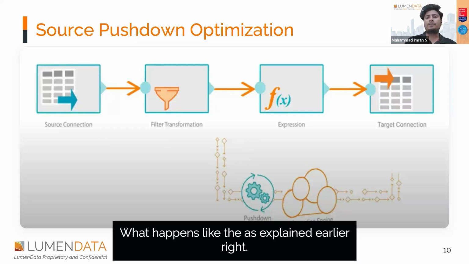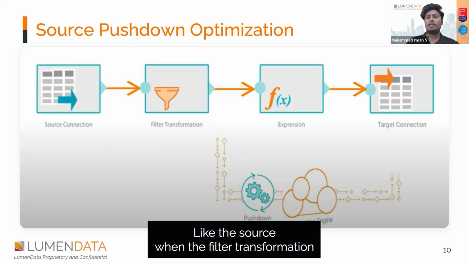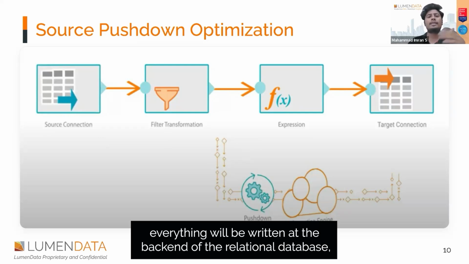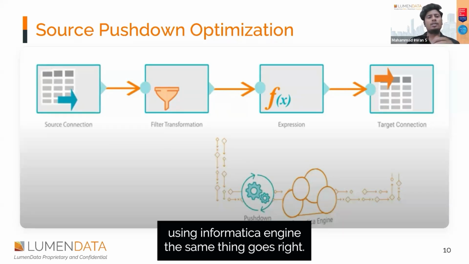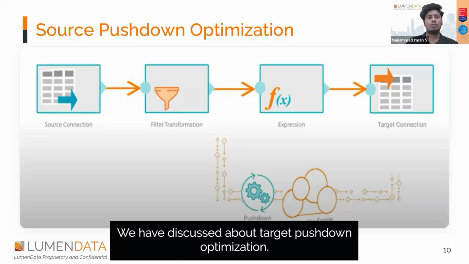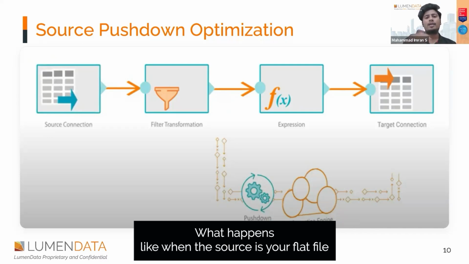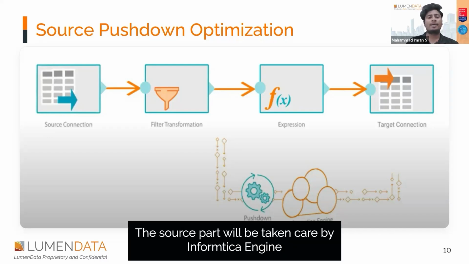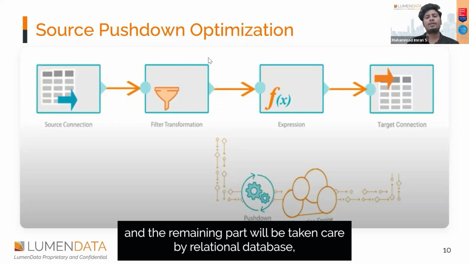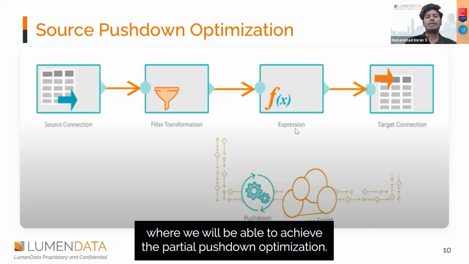As explained earlier, the filter transformation and expression transformation, everything will be written at the backend of the relational database, it will have everything queried, and it will push the data to the target using the Informatica engine. The same thing goes for target pushdown optimization, which we have discussed. When the source is a flat file and the target is a relational database, the source part will be taken care of by the Informatica engine, and the remaining part will be taken care of by the relational database, where we will be able to achieve the partial pushdown optimization.